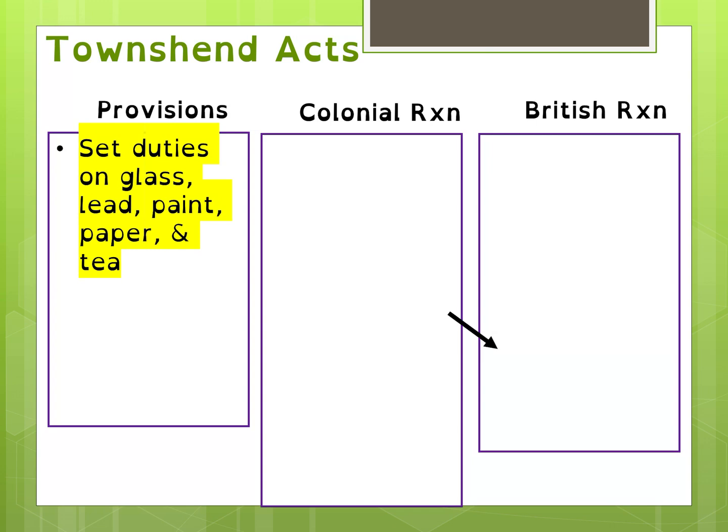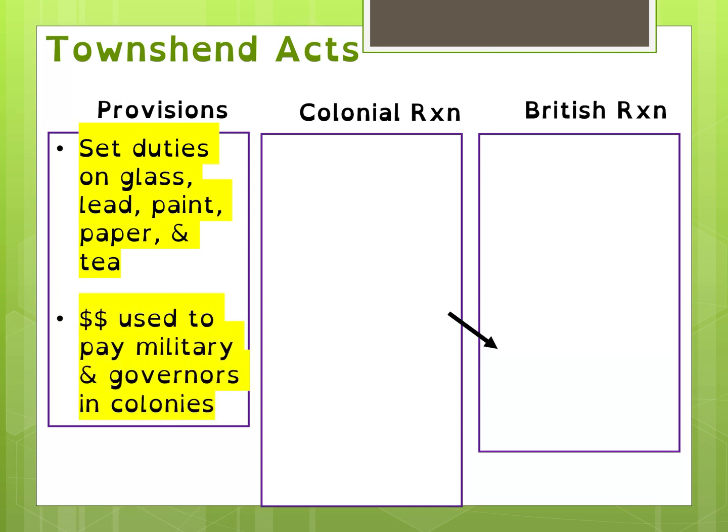There's no escaping it. It's easy to boycott sugar. It's not as easy, but you can still boycott paper products. But how do you boycott all of these things? That's what the British are thinking, so that's why they pass taxes on all of those.